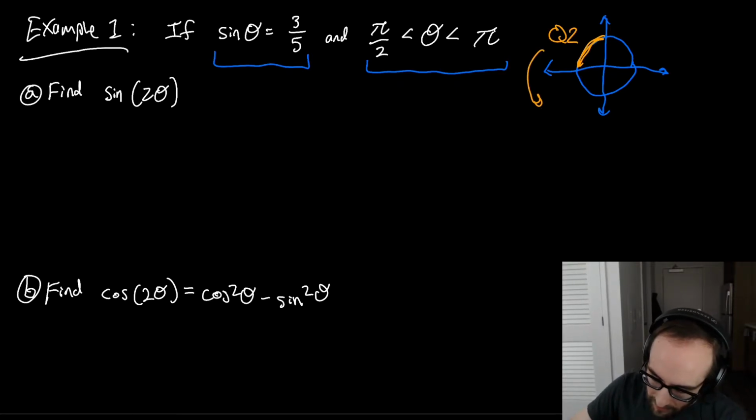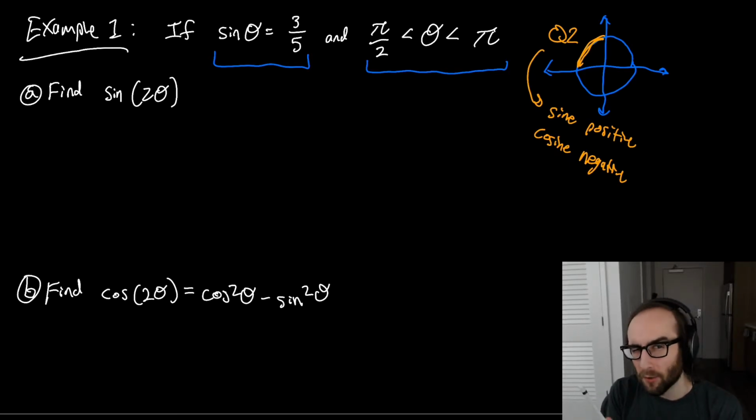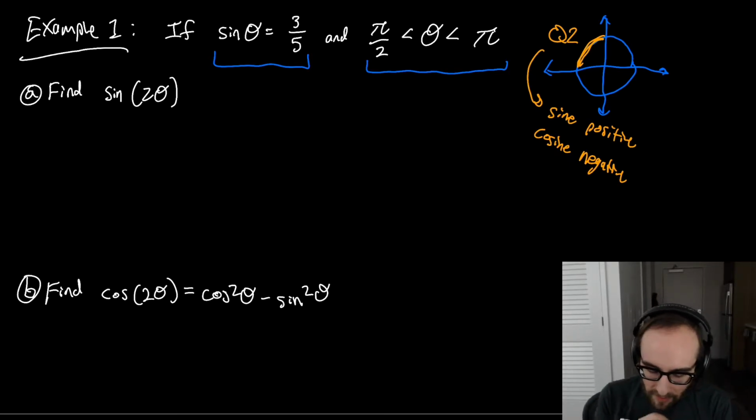Quadrant 2 has positive values for sine. So sine is positive, which makes sense because we're told that sine is positive 3/5. We know that the cosine value is going to be negative in quadrant 2. So those are the important pieces of information we can get from that angle restriction. We're being asked to find sine of 2 theta to start off.